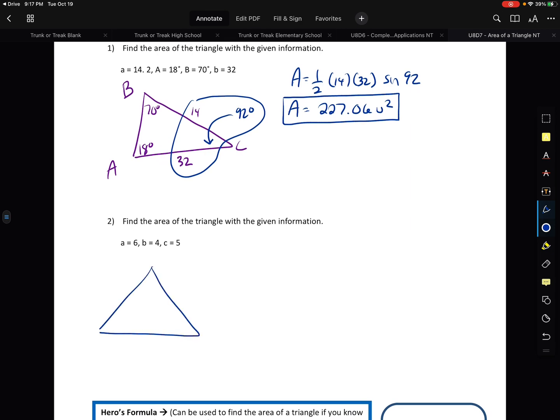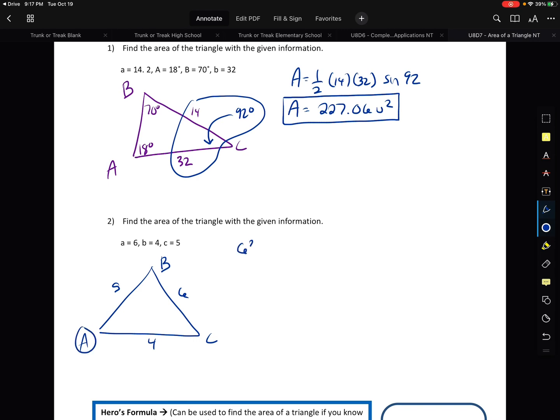All right, what about this example? A, B, C. A is 6, B is 4, C is 5. So I obviously have the three sides. I don't have an angle. What can I do? Law of cosines.